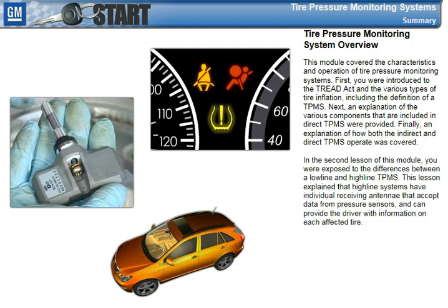In the second lesson of this module, you were exposed to the differences between a low-line and highline TPMS. This lesson explained that highline systems have individual receiving antennae that accept data from pressure sensors and can provide the driver with information on each affected tire.